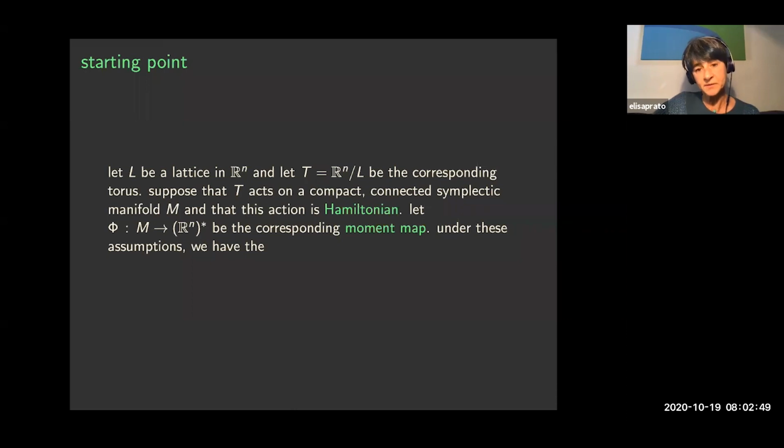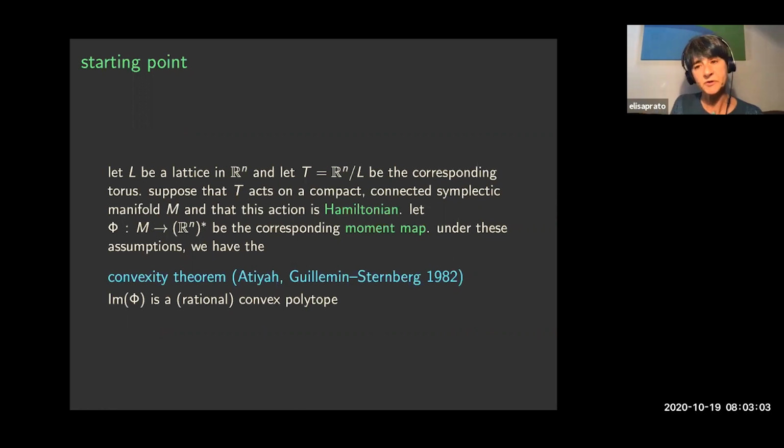And under these assumptions, there is a famous theorem that probably everybody has heard of, the Atiyah-Guillemin-Sternberg theorem dating from 1982, which says that the image of a moment mapping is a convex polytope. It's also a rational polytope. They didn't say that explicitly, but this is obvious from the context.